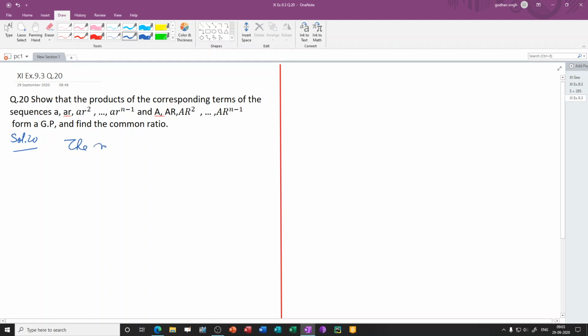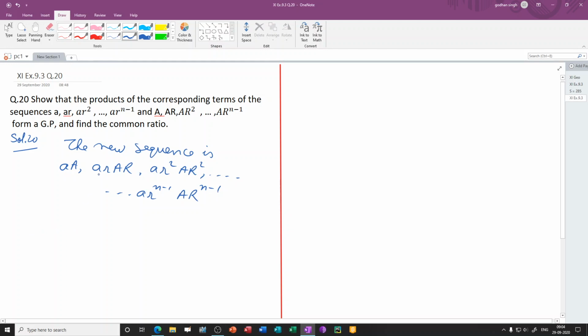The new sequence is, so we'll multiply the first term of the first sequence and the first term of the second sequence. So that will be small a into capital A. Then we will have ar into capital AR, and ar square into capital AR square, and so on, ar raised to n minus 1 multiplied with capital A capital R raised to n minus 1.